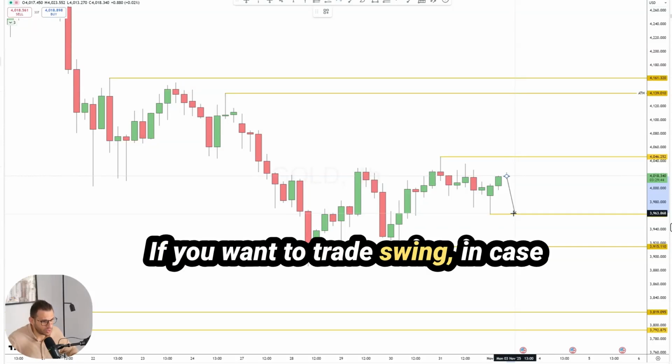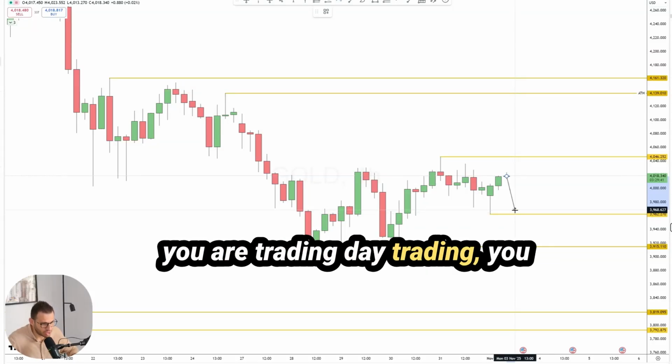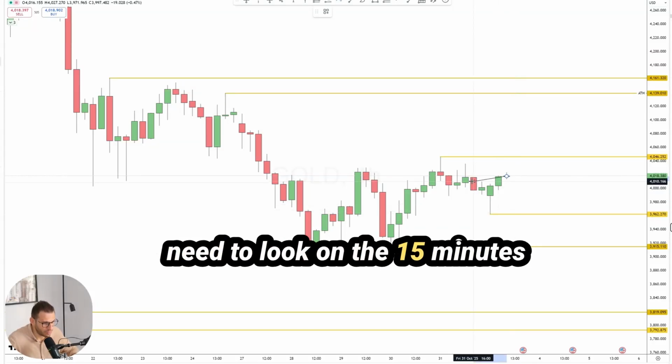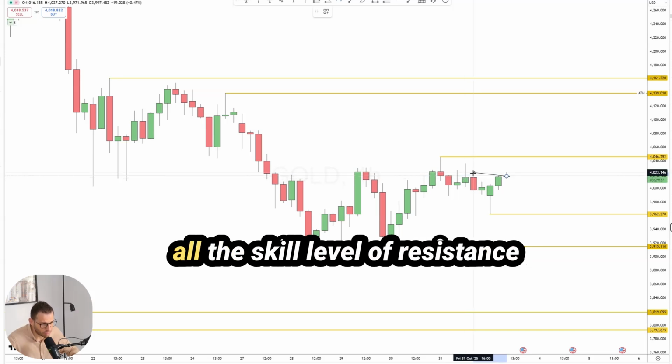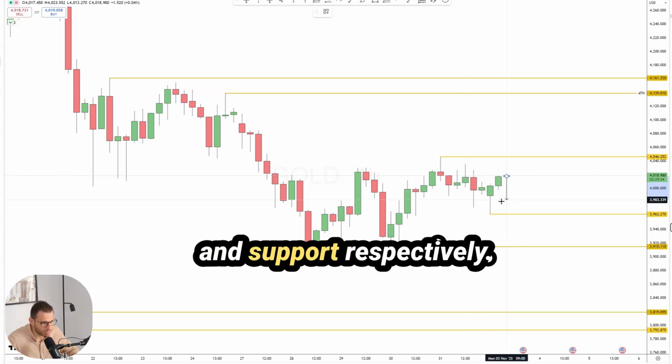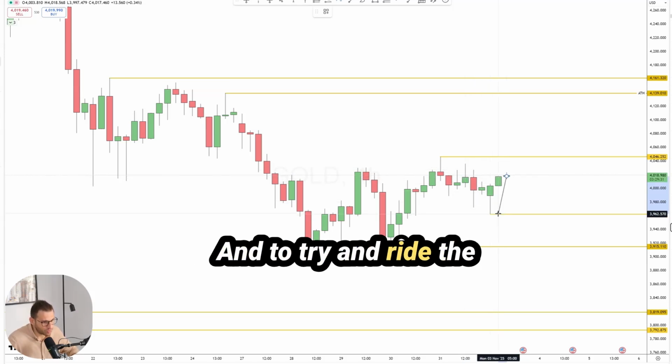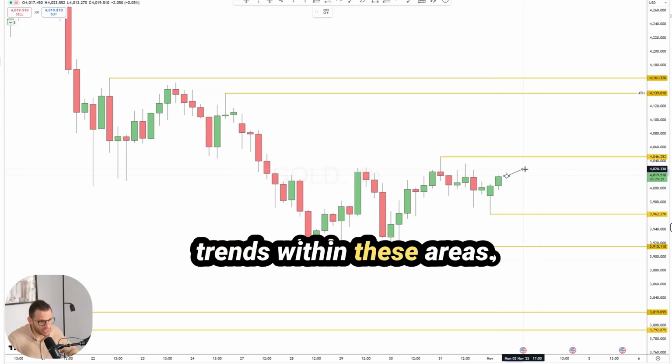If you want to trade swing, in case you are day trading, you need to look at the 15-minute and 1-hour time frames for all these key levels of resistance and support respectively, and try to ride the trends within these areas.